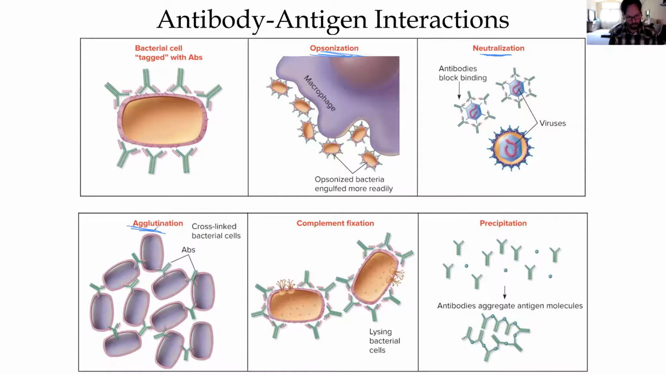Agglutination is that you basically end up with a bunch of bacterial cells that are now kind of clumping together. Okay, so they can't go and infect a cell because they're attached to this other troop of cells.